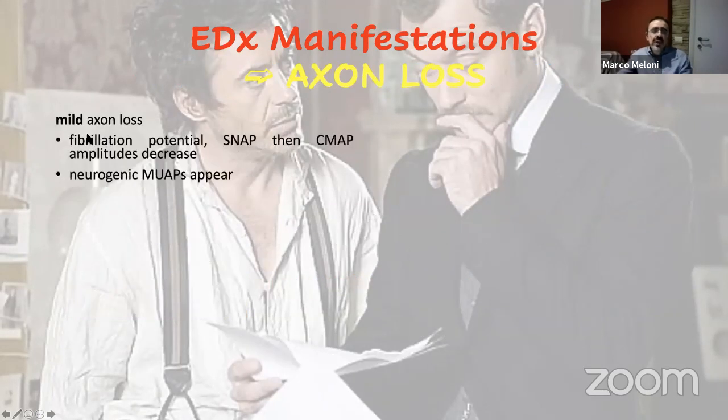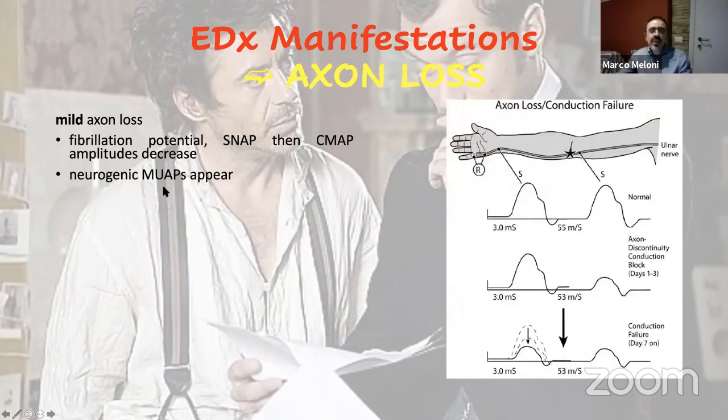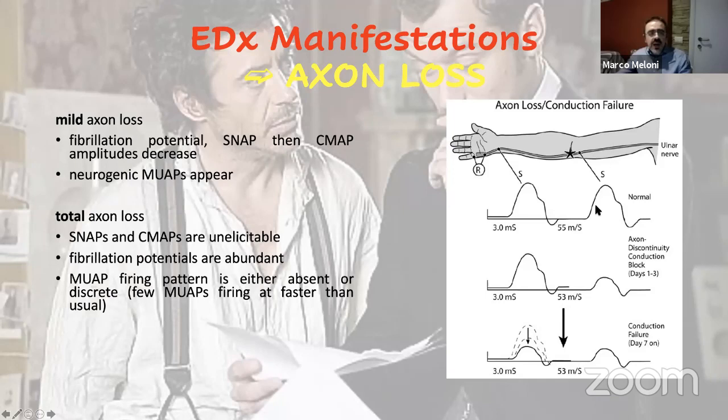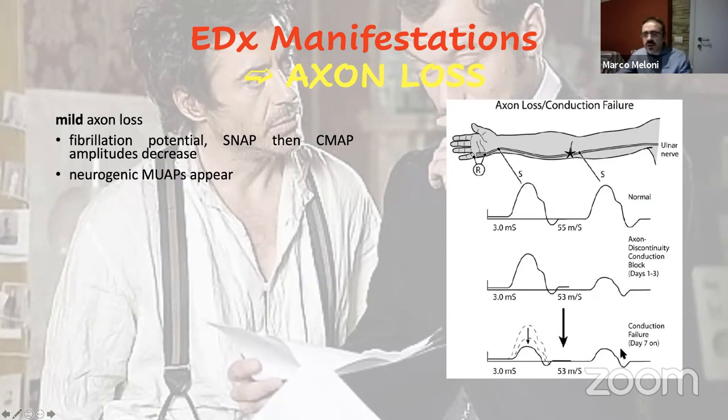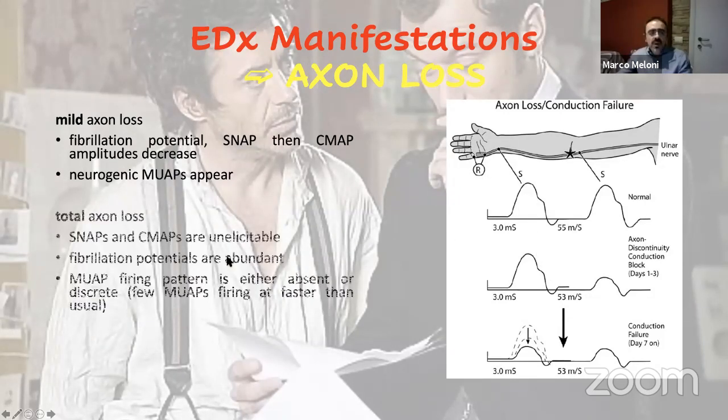When we have axon loss, we can have mild axon loss. So we have fibrillation potentials, and we just see sensitive and motor action potential amplitude decrease, and neurogenic motor unit action potentials appear. We have here a well-done example with a normal potential, but when there is an axon discontinuity block, we have a loss of amplitude. The velocity is the same, but the amplitude is decreased. And then if there is conduction failure, at 7 days we also lose the distal potential because of Wallerian degeneration.